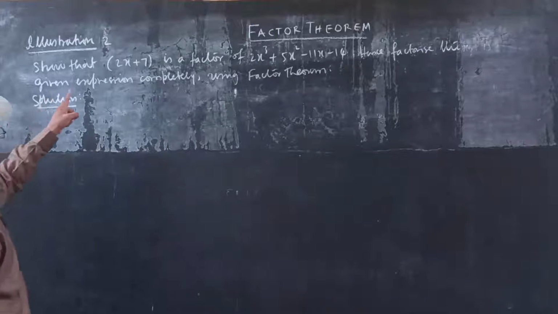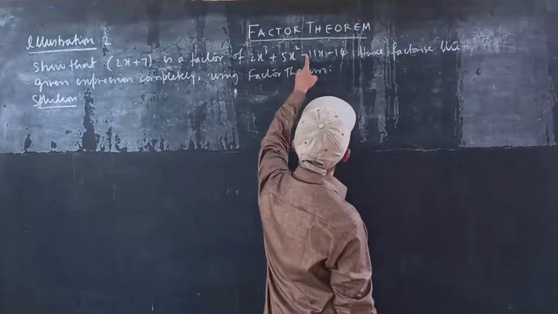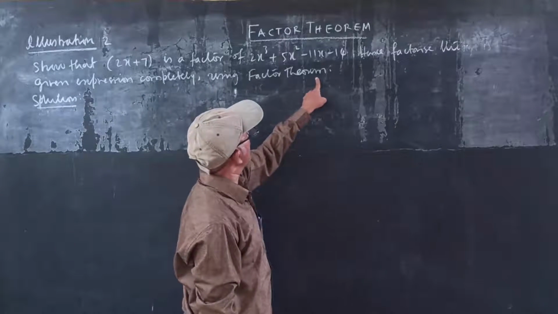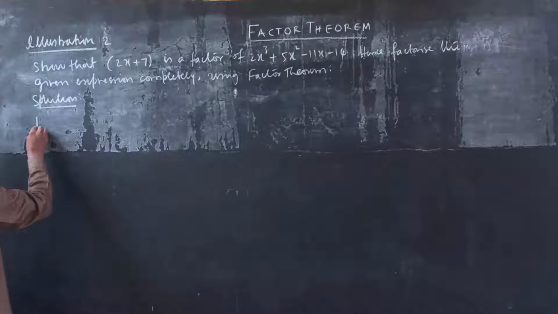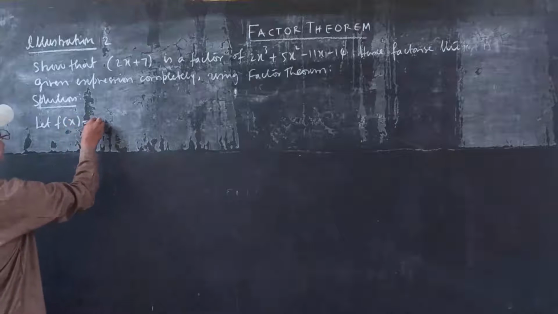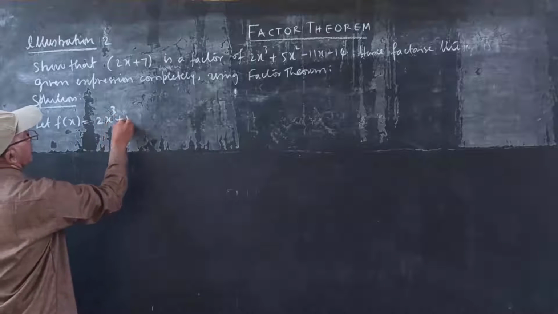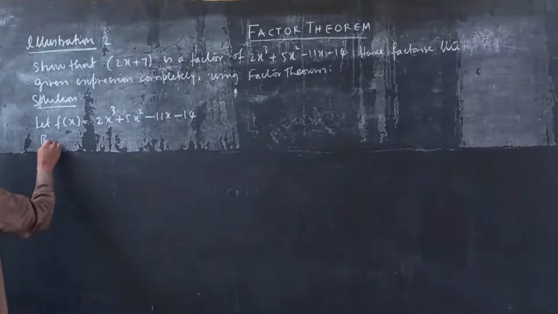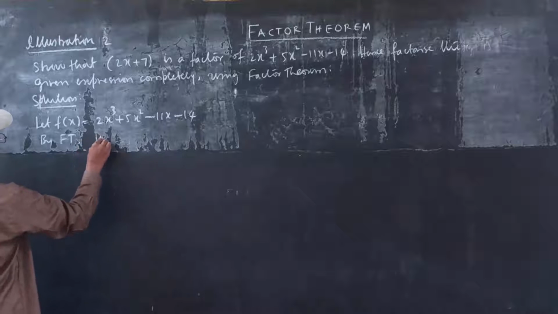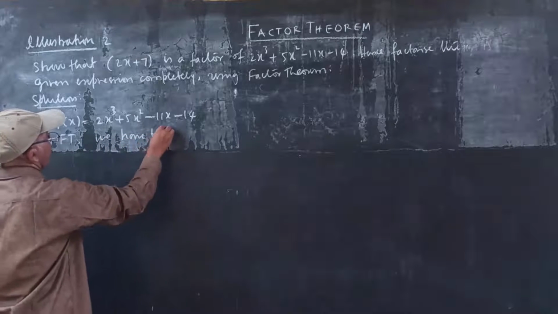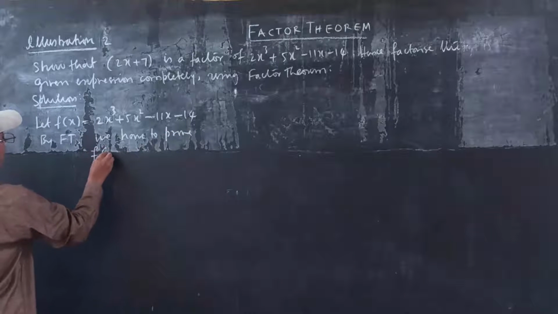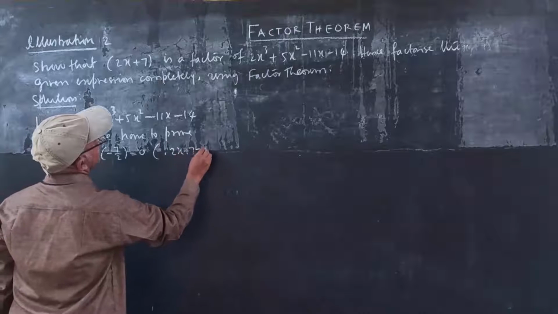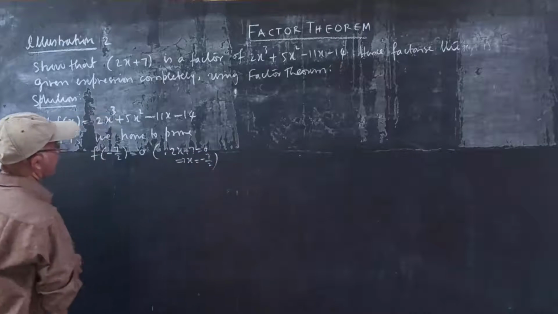Illustration 2. Show that 2x plus 7 is a factor of 2x cube plus 5x square minus 11x minus 14. Hence, factorize the given expression completely using factor theorem. Now, we shall take the given polynomial as f(x) is equal to 2x cube plus 5x square minus 11x minus 14. By factor theorem, we have to prove f of minus 7 by 2 is equal to 0, because 2x plus 7 is equal to 0 implies x is equal to minus 7 by 2.